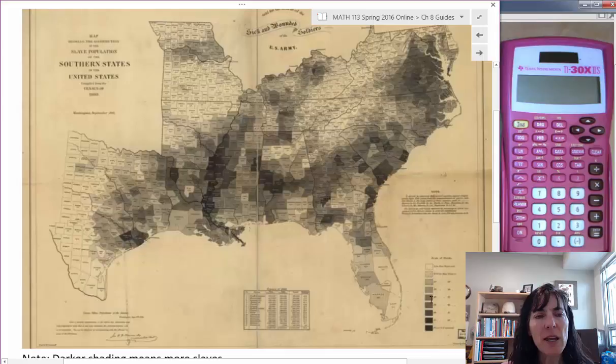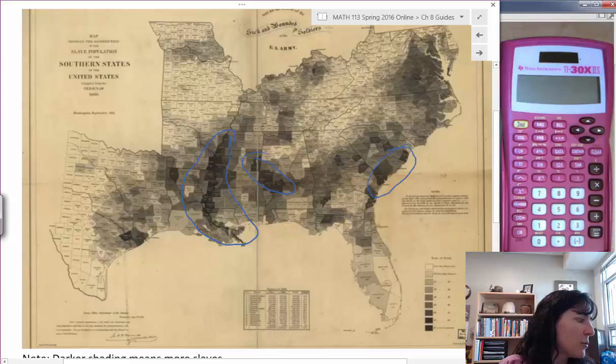And you can see this scaling on the bottom right that shows no slaves all the way up to the highest number or percentage of slaves. It looks like by county for all of these eastern seaboard states. And if you look here, you can see really dark regions. If I show you with my pen, this region's pretty dark, this region's pretty dark. And then we have more dark regions along this coast here, and then over here.